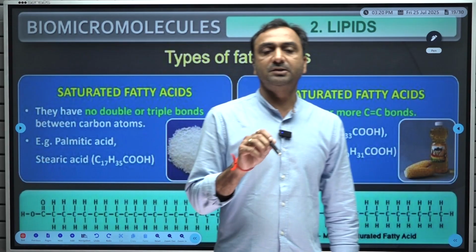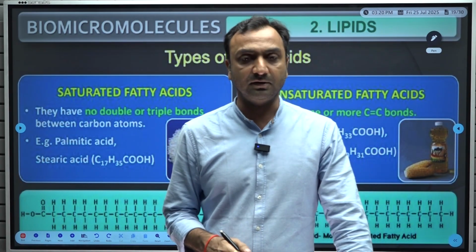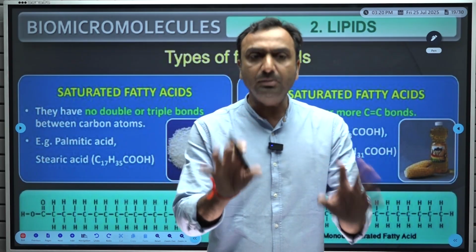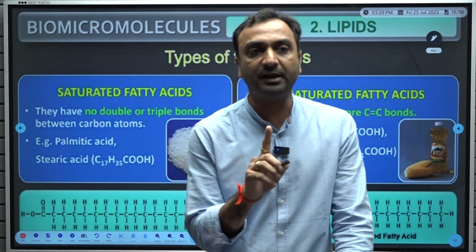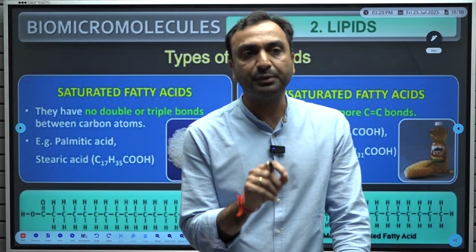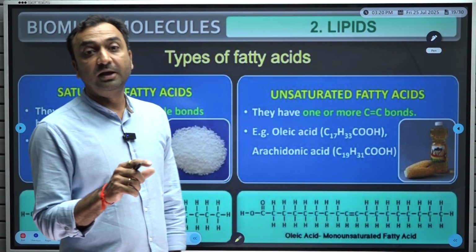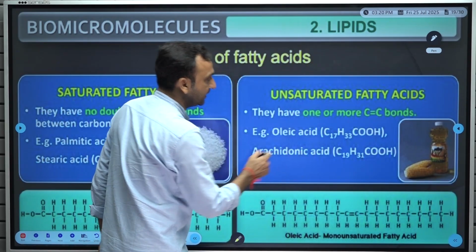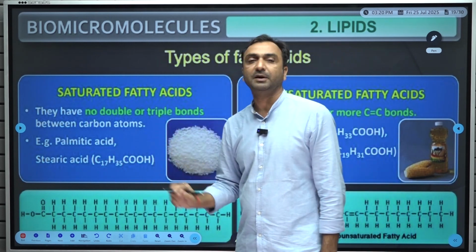Now importantly, what you are supposed to remember here are examples of saturated fatty acids and examples of unsaturated fatty acids. This is what will trouble you in the exam: the examples of each. The meaning is easy, but the examples are hard to remember. Saturated fatty acid examples are palmitic acid and stearic acid. I repeat, palmitic acid and stearic acid are examples of saturated fatty acids. Among unsaturated, one you have already seen is arachidonic acid, and the other is oleic acid. Oleic acid and arachidonic acid are unsaturated, and palmitic acid and stearic acid are saturated fatty acids.